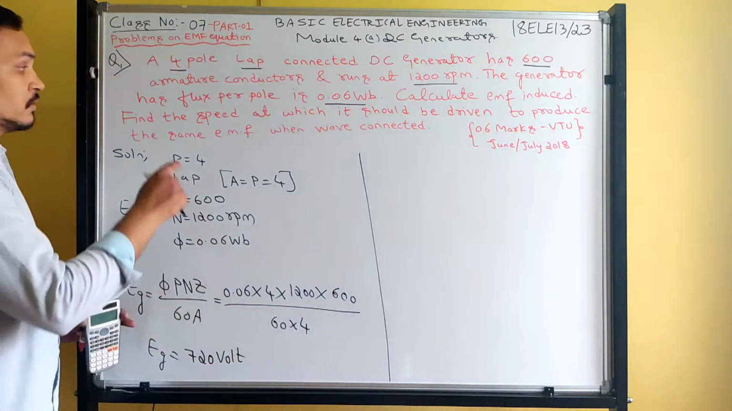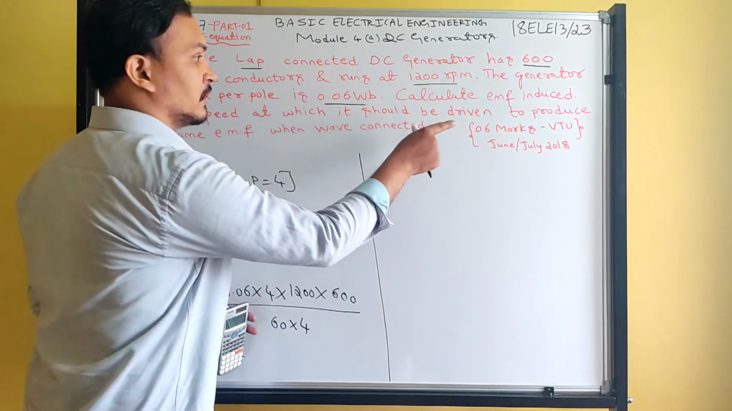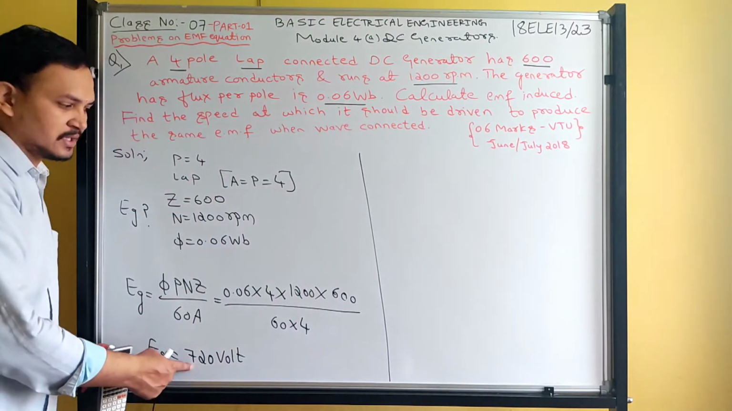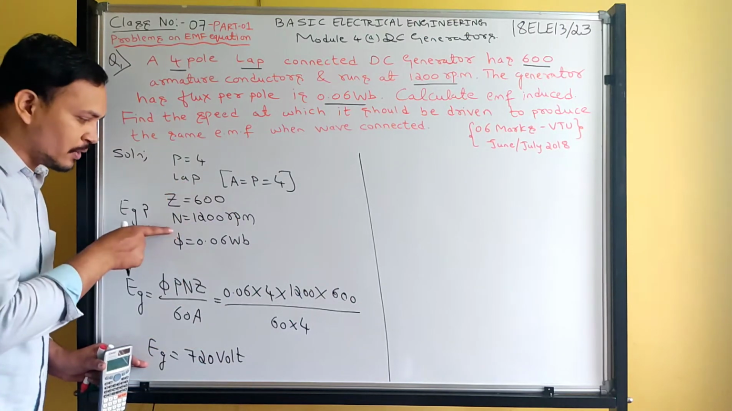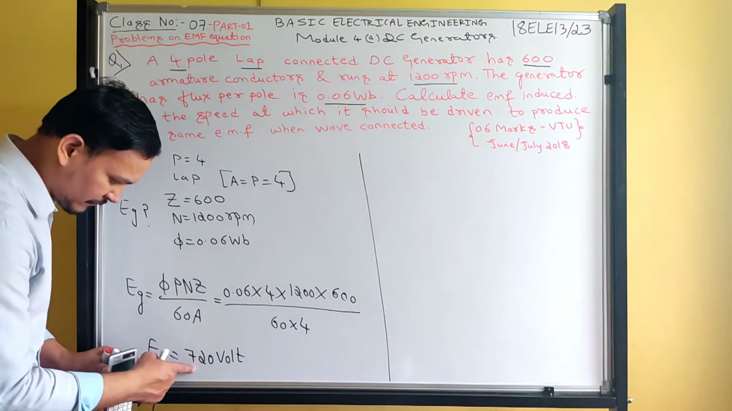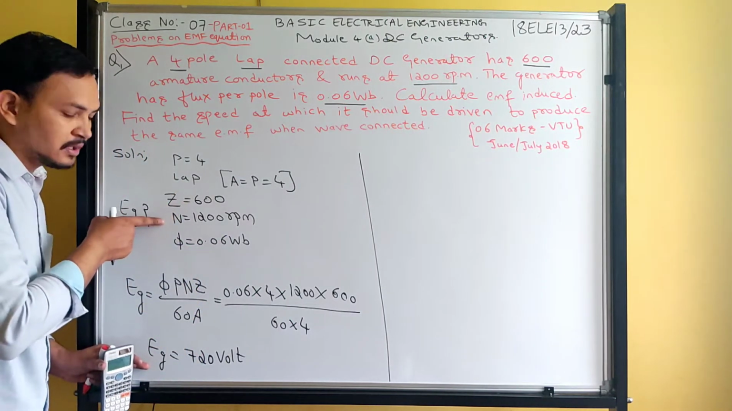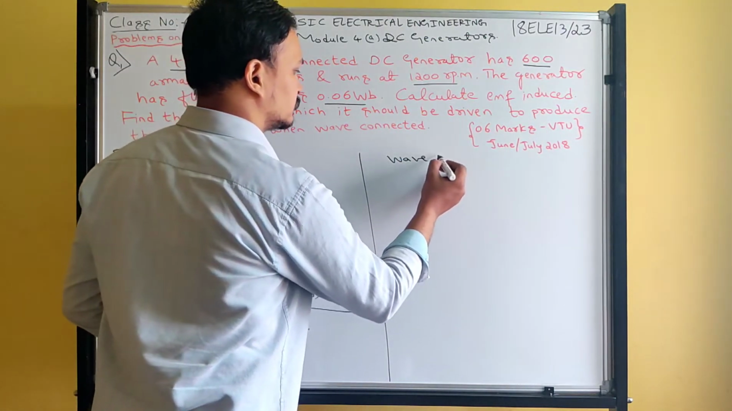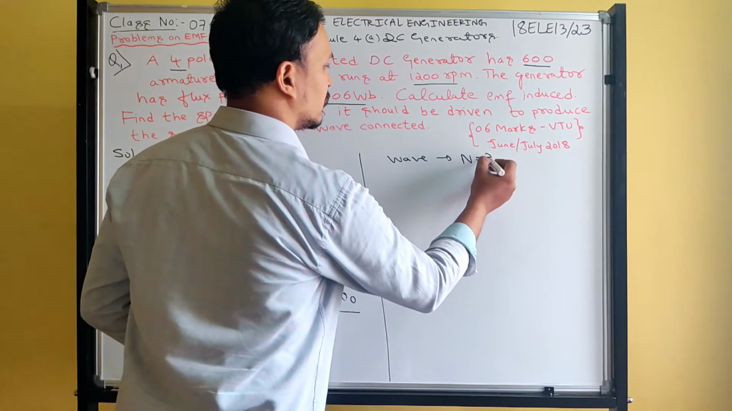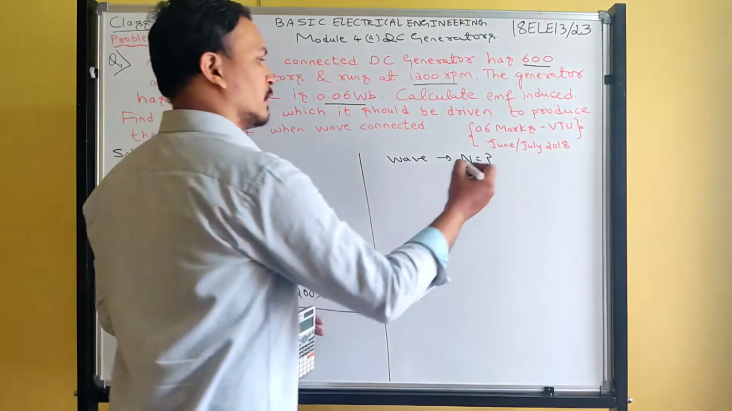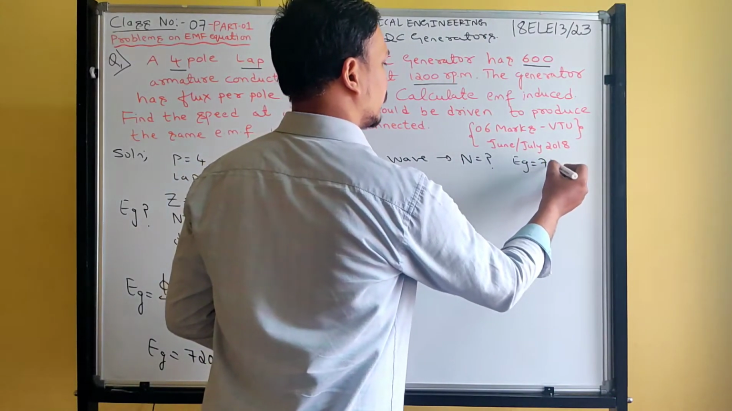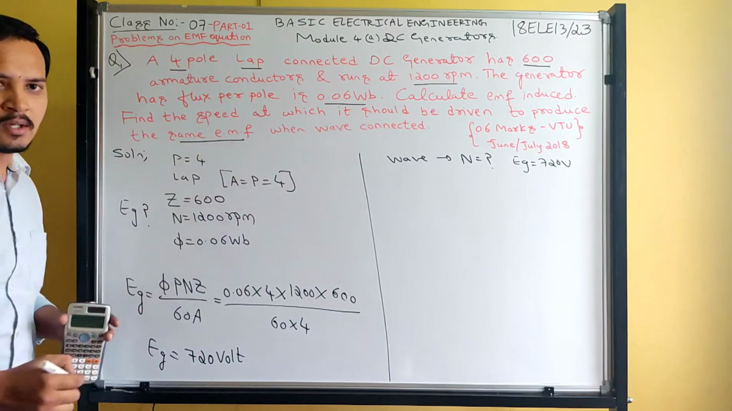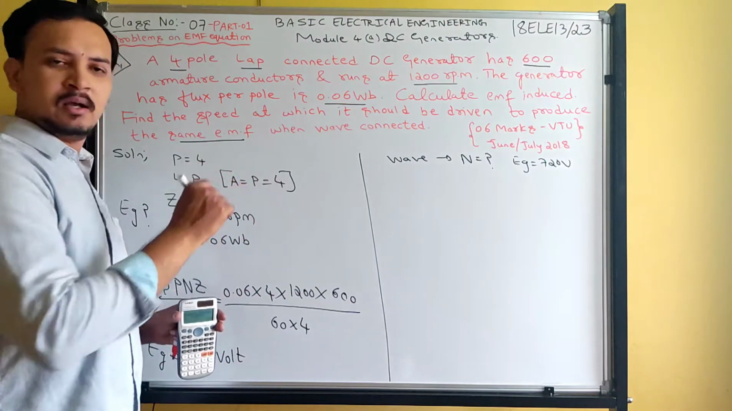Now find the speed at which it should be driven to produce the same EMF. Same EMF means this only. Using this voltage, if the machine is wave connected, what is the new speed? Understood? With the same voltage, if the machine is wave connected, find the new speed. So find N with EMF 720 volts, because they have given the same EMF. This word is very important.